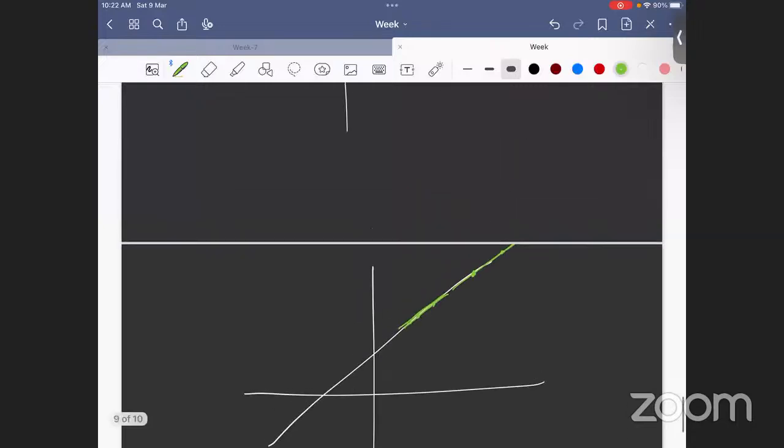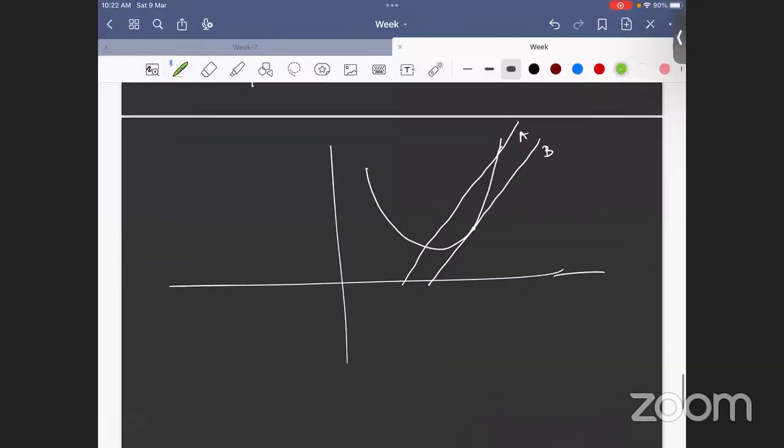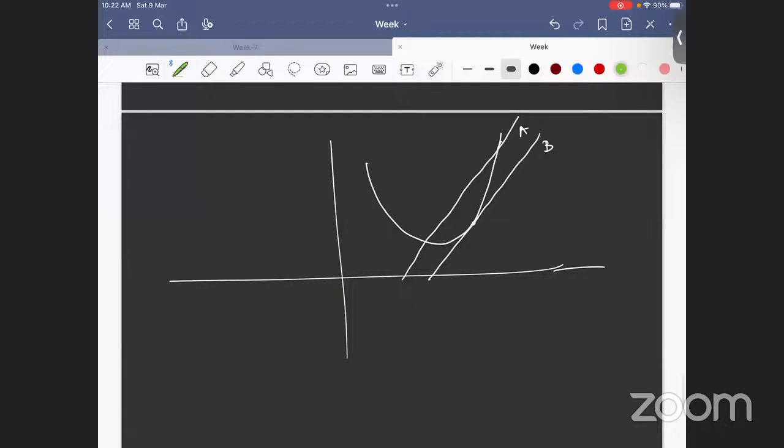Correct. Whatever he said is totally correct. Whenever you are drawing a tangent at some particular point, how do you take the slope? You basically differentiate to get the slope at that particular point, and that slope itself will give you the instantaneous direction, right?